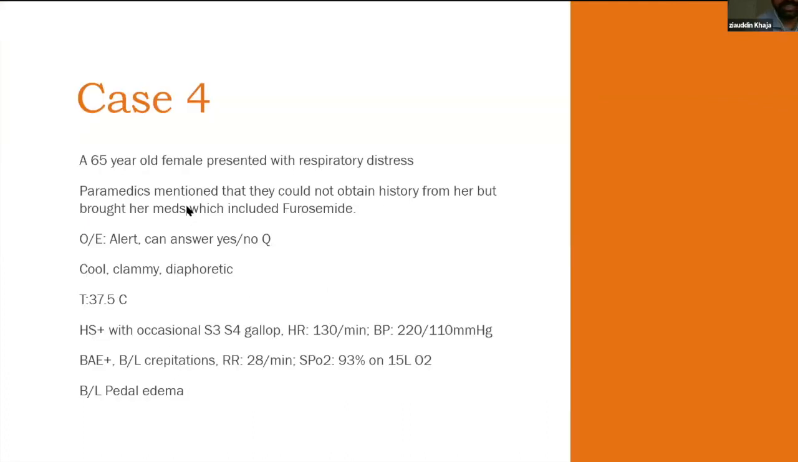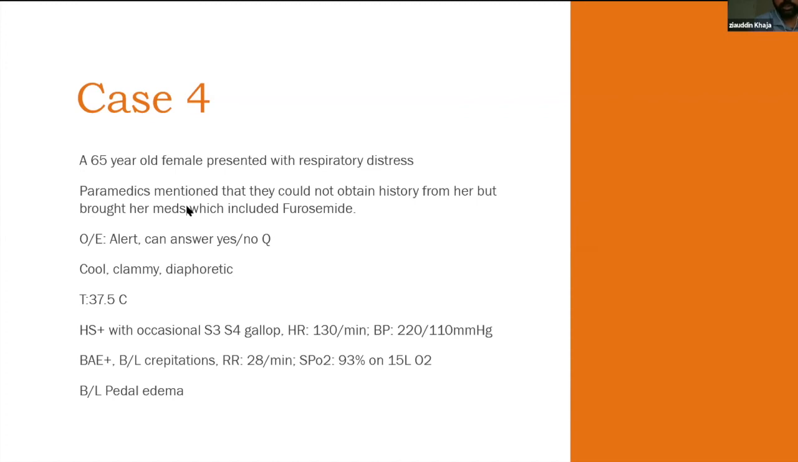Right. So I think the last case of the evening. A 65-year-old female presents with respiratory distress. Paramedics tell you that they couldn't get enough history from her, and the only medication they found was furosemide, which is a diuretic. The patient is alert and can answer yes or no questions. She appears cool, clammy, and a little sweaty. Temperature is normal, heart sounds are heard, and she's tachycardic at 130, with a blood pressure of 220.